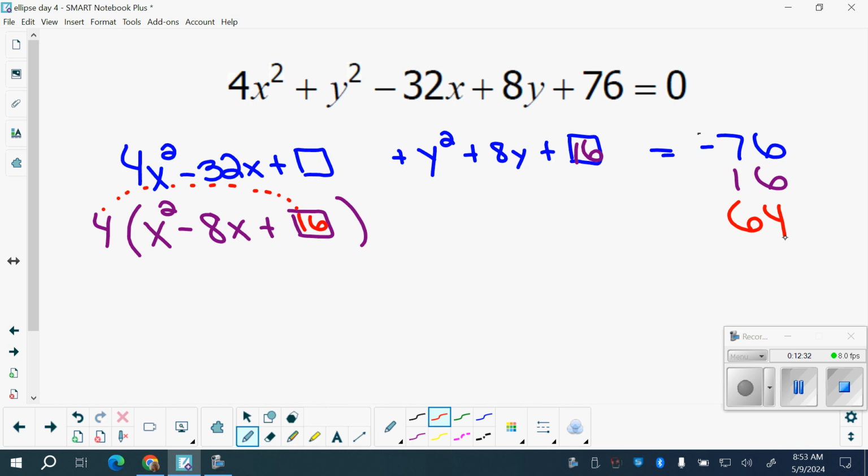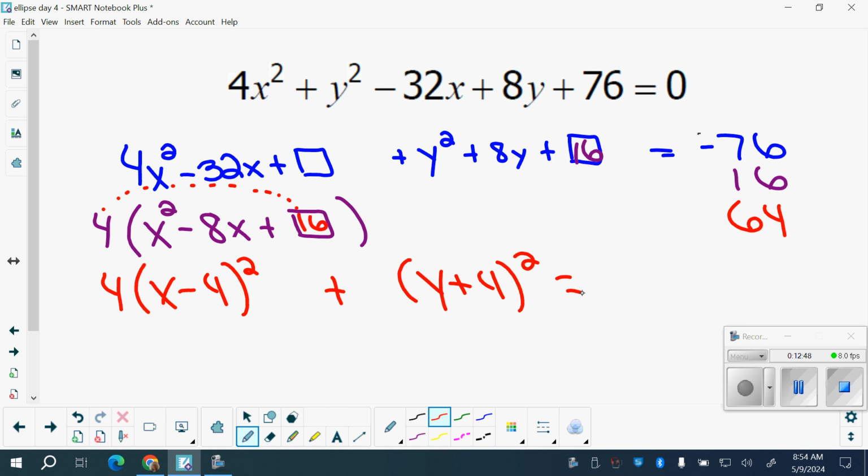So we're almost done. Here's what I got. 4 times x minus 4. Everybody cool with that? No one's looking at me like I'm crazy-ish. Plus y plus 4 squared equals, ooh, that's a mess. Anyone know what that is? 16? Is it 4? Wow. I was not even close. I'm like 16, 28, 30.